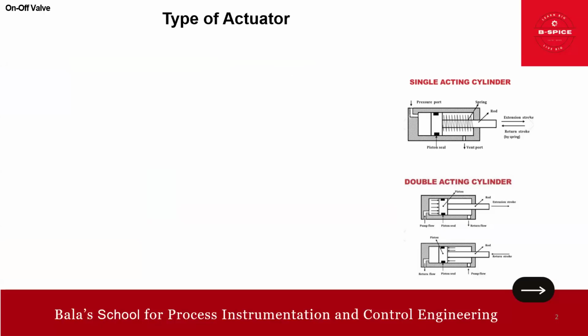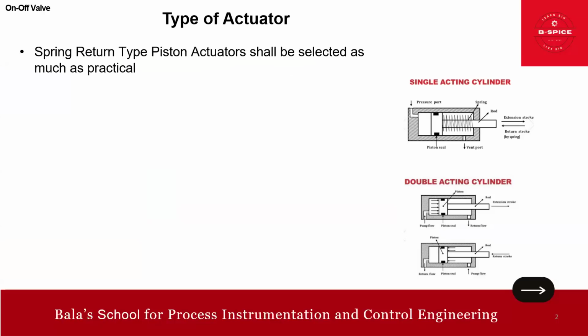Before going into the types of actuator, I want to touch upon the outline a bit. Normally we go with the spring return type piston actuator, as much as possible. That is the point. You see here, this is your single acting, what we call a spring return. See here the pressure port. On acting of pressure, against the spring, it is getting extended. This is your extension stroke, and this is your return stroke. This is your vent port. So this is a single acting.